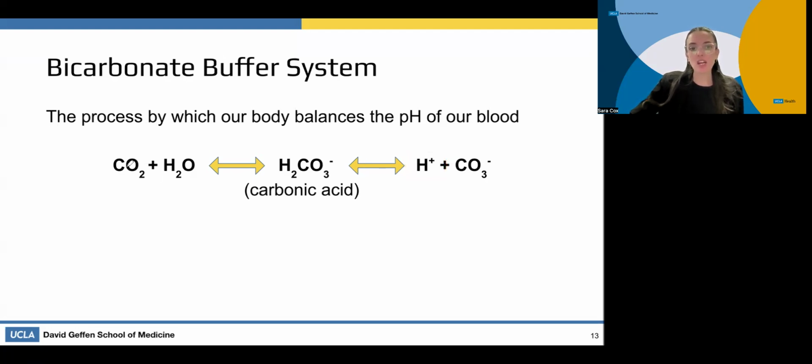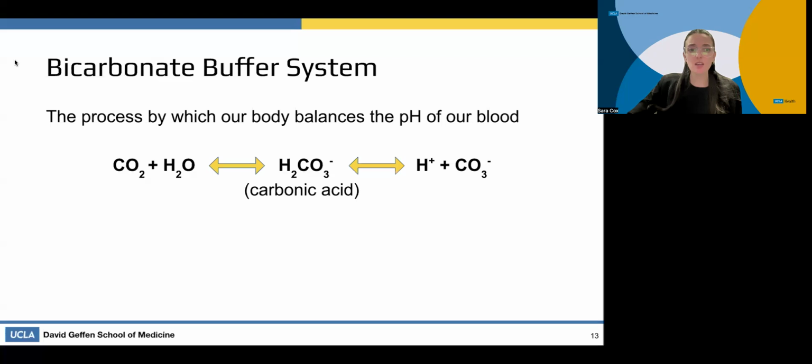Now, we can actually change or adjust where we sit on this kind of balance by increasing or decreasing different factors. If we increase carbon dioxide, it will push us across through carbonic acid over here, and we will increase hydrogen ions. If we decrease carbon dioxide, it will pull us away, and it will decrease hydrogen ions.